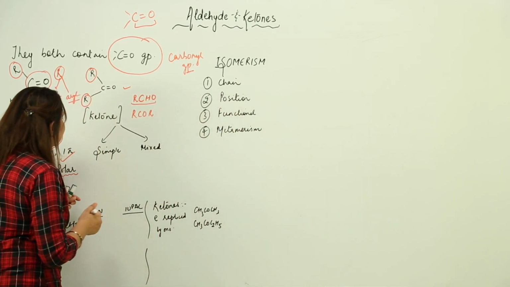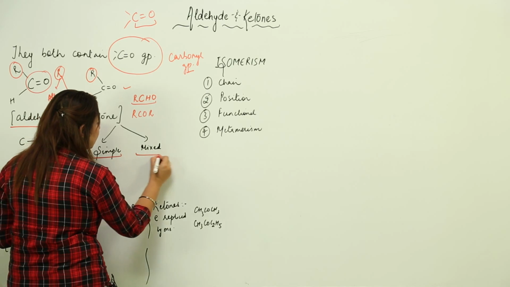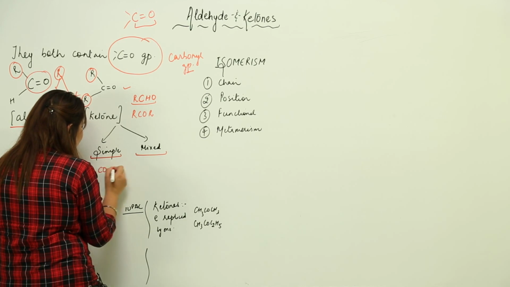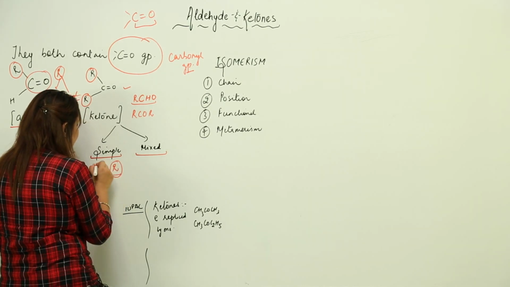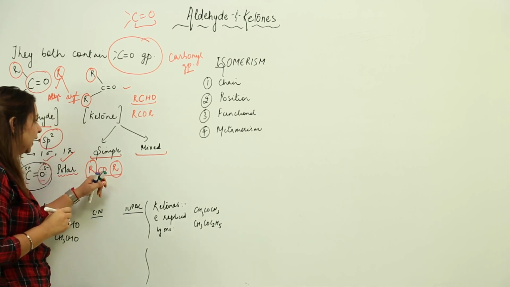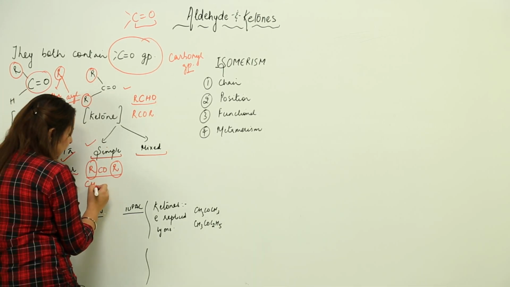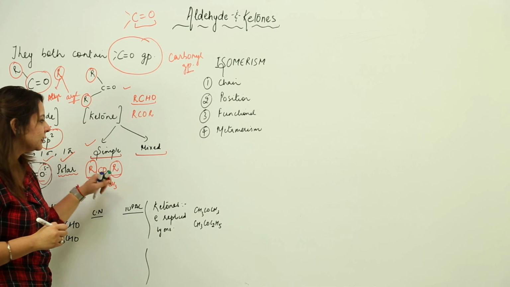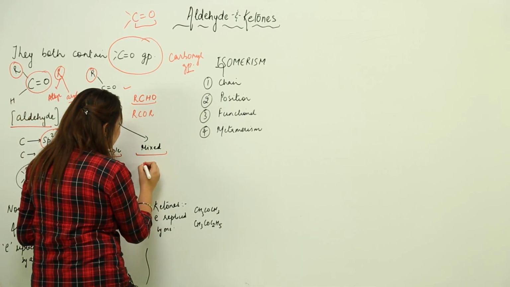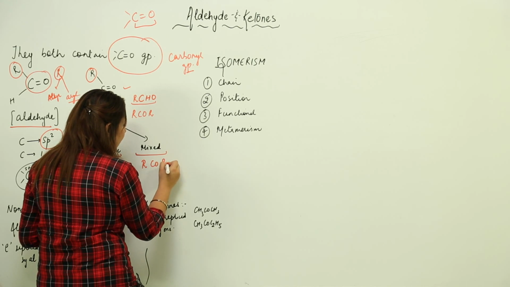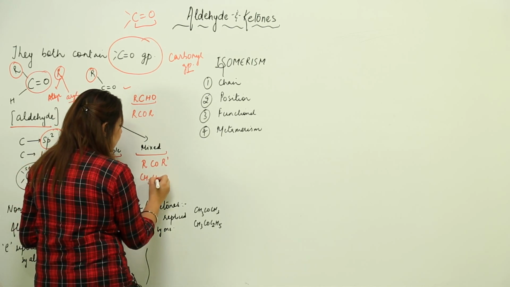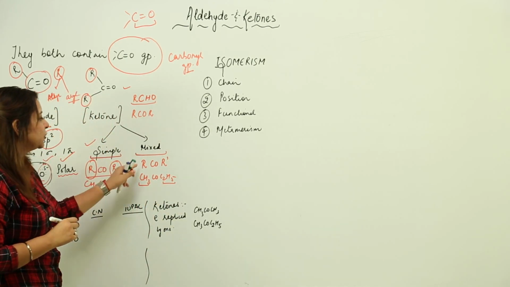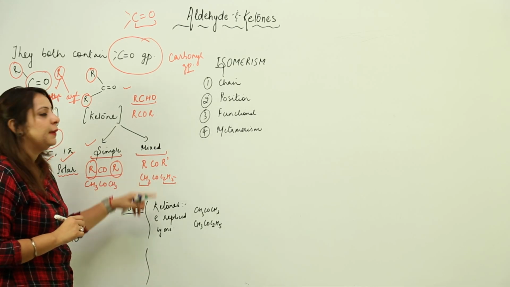Now if we look at ketones, we will see that ketones are basically of two types, simple and mixed. What is the simple type? If the two alkyl groups attached to the carbonyl group are the same, if this R and R are the same, it is a simple type. For example, CH3COCH3 is a simple ketone because both R are the same. The mixed one is that in which one R is somehow different from the other. For example, CH3COC2H5. Here this R is different and this R is different. So when these two R's are different, it is said to be a mixed ketone.